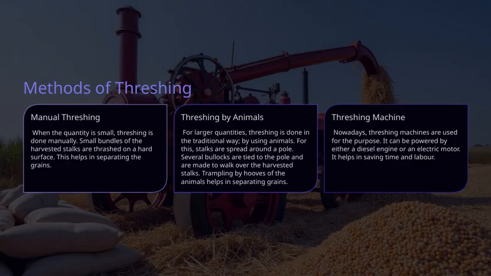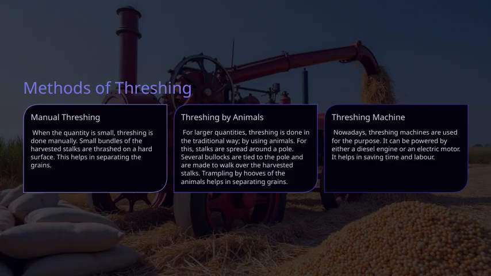When the quantity of harvested crop is small, thrashing is usually done manually. This means taking small bundles of stalks and thrashing them on a hard surface to help separate the grains from the stalks. It's a simple yet effective method for small-scale farming. As the quantity increases, farmers often rely on traditional animal-powered methods. In this method, the stalks are spread around a pole, and several bullocks are tied to it. When these animals walk over the stalks, their hooves trample the plants, which helps in loosening and separating the grains. It's a labor-intensive process but works well for larger harvests.